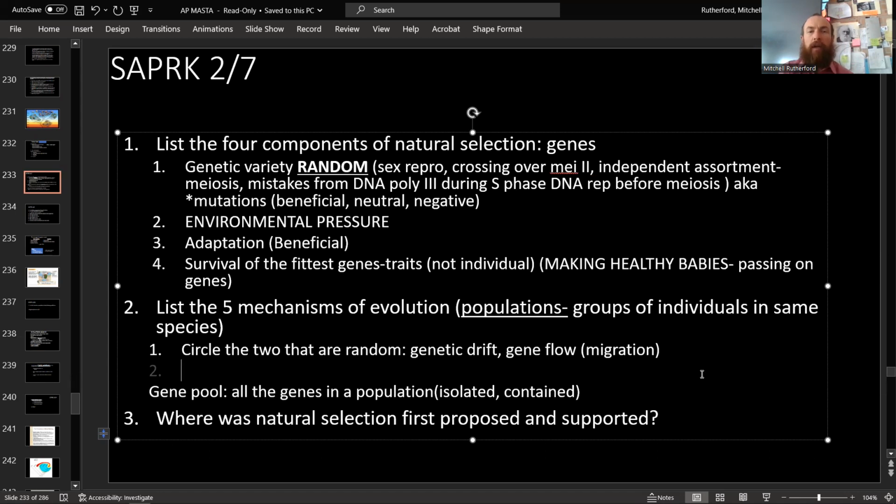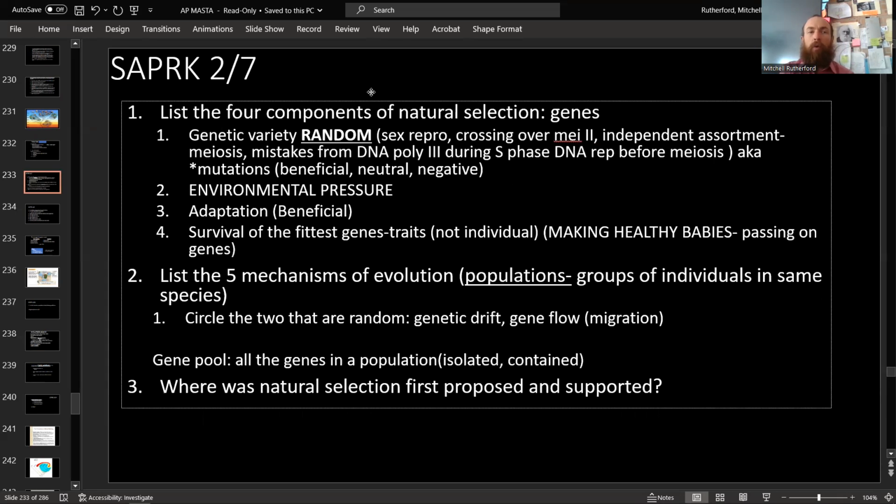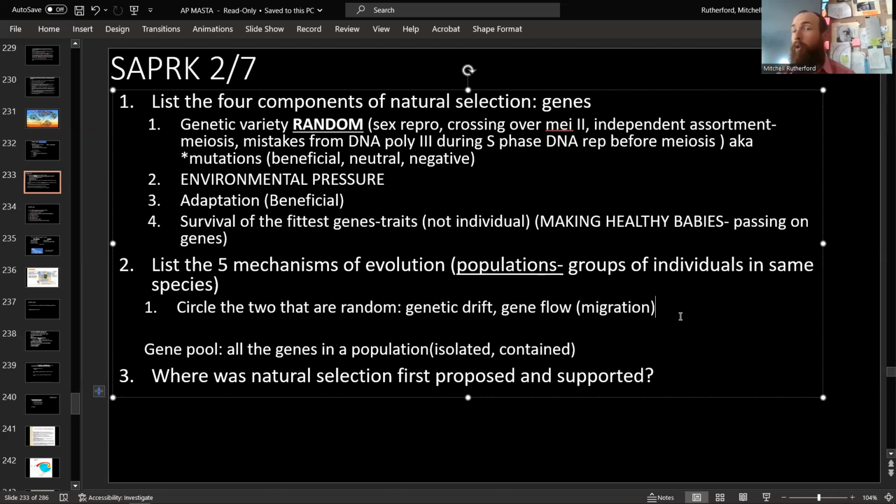So if I have a gene pool of tortoises on an island, and there's a mutation that makes them big, then the Galapagos tortoises are going to be extra big in that gene pool. But it doesn't mean that any other tortoises are going to have the genes for being super big. That's just what's going on in the Galapagos. So that's an isolated pool.